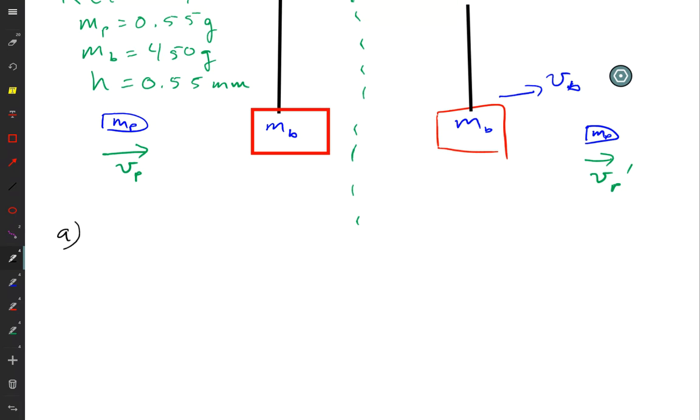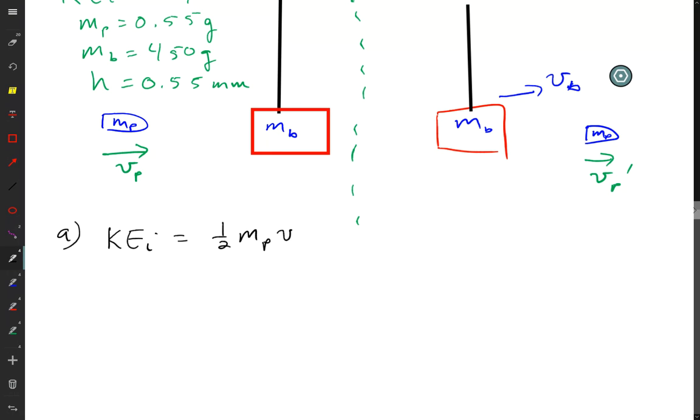So we start with our kinetic energy initial is 1/2. What's the only thing moving initially? The bullet. So 1/2 the mass of the pellet times the V pellet squared. And our kinetic energy final, now this is going to be final like immediately after the bullet goes through, not the kinetic energy after it started swinging. So it's just started moving, it's still all horizontal.